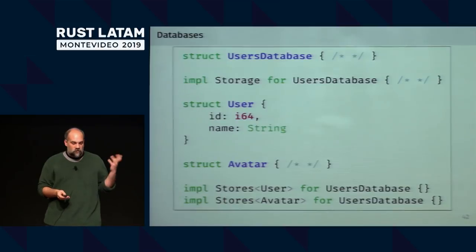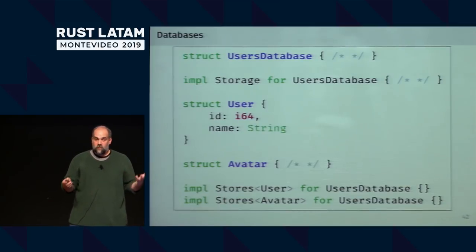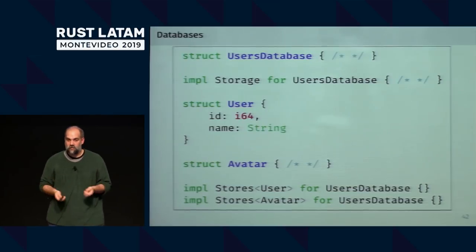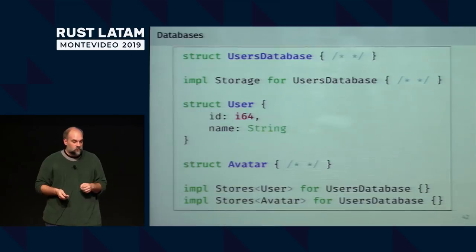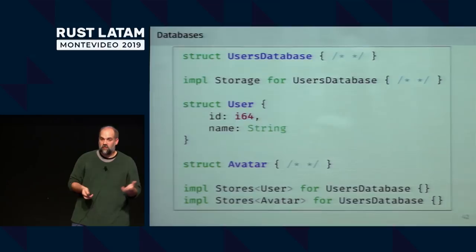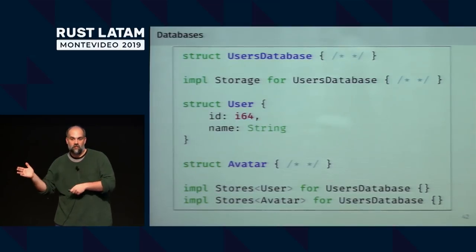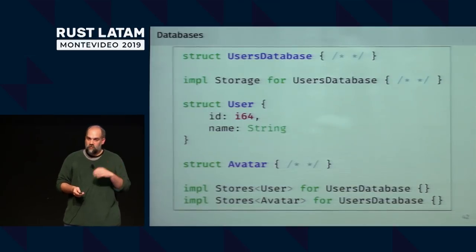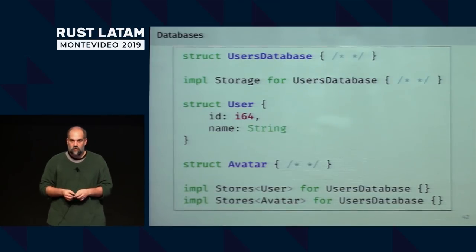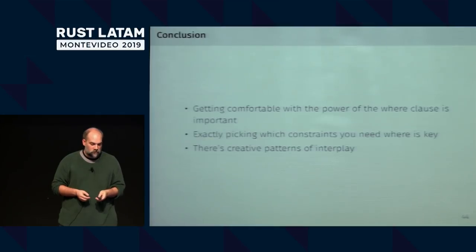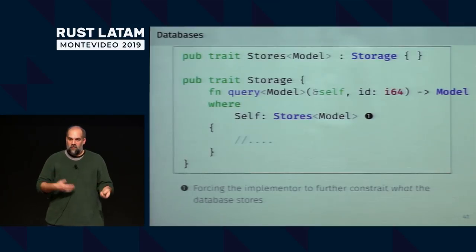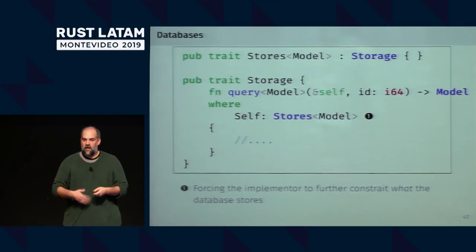So for example, I can have a users database. This users database implements storage by, what do I know, an SQLite-backed database, Postgres or whatever. I have a user model, and for example, another avatar model, so they can have users and the avatars in the same database. And then I implement stores user and stores avatar for users database. And this becomes pretty natural. You can only query things where the storage actually stores.